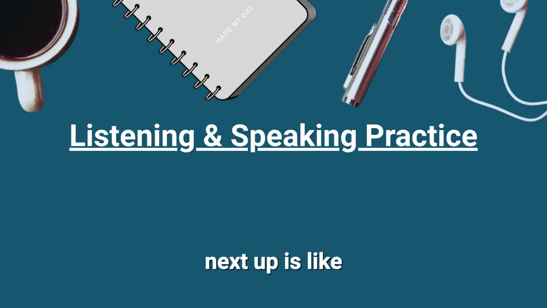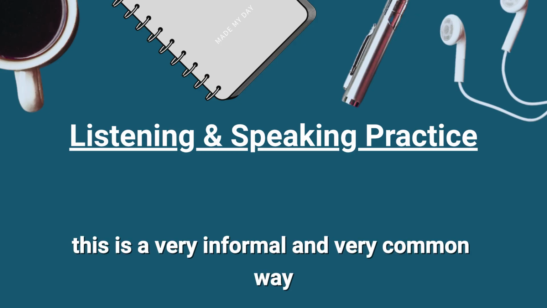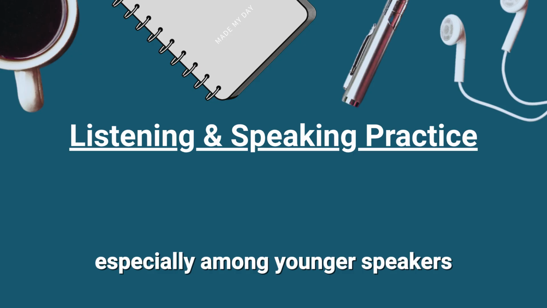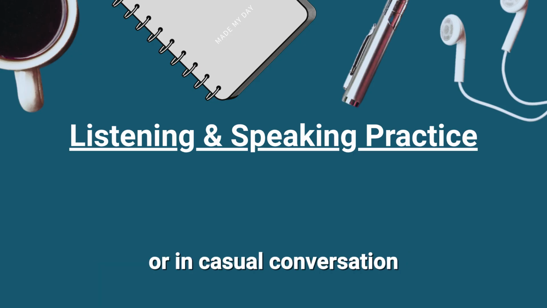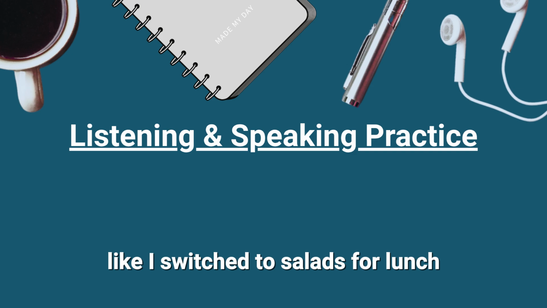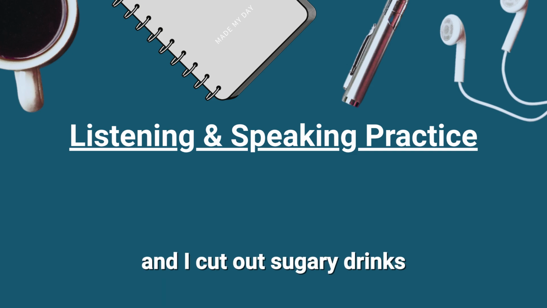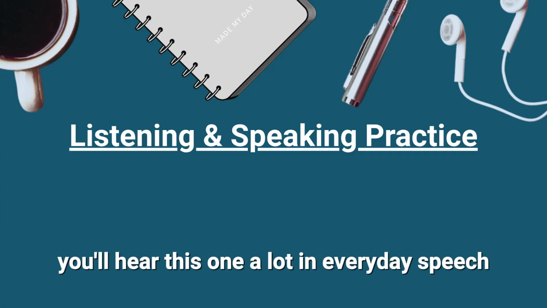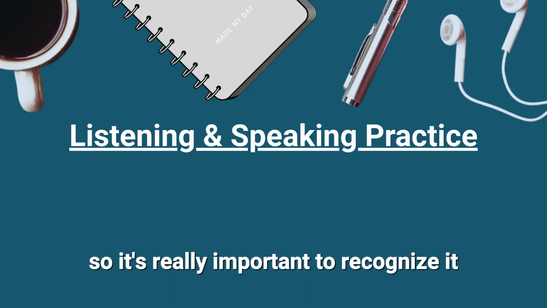Next up is "like." This is a very informal and very common way to introduce examples in spoken English, especially among younger speakers or in casual conversation. If someone says, "I've been trying to eat healthier lately, like, I switched to salads for lunch, and I cut out sugary drinks," they're using "like" as a casual signal for an example. You'll hear this one a lot in everyday speech, so it's really important to recognize it.